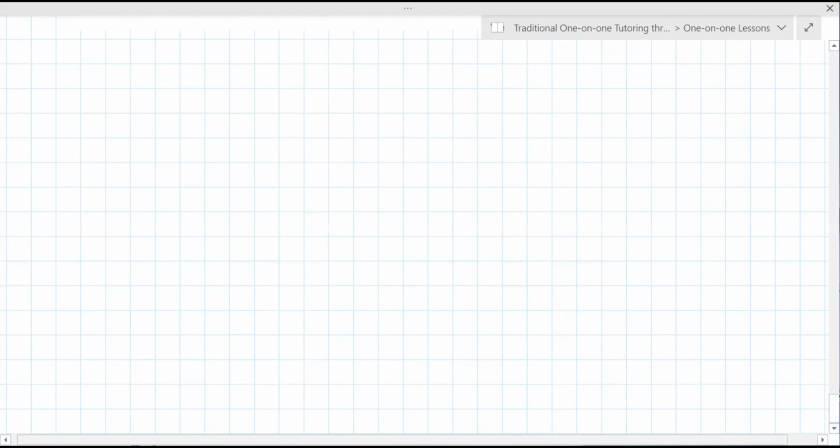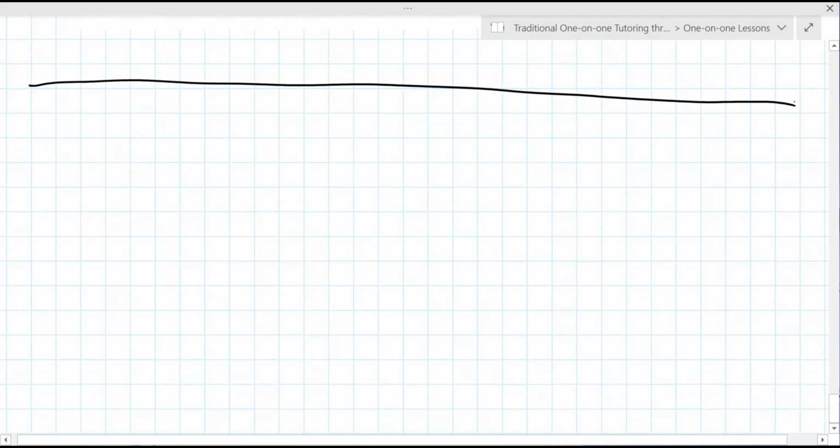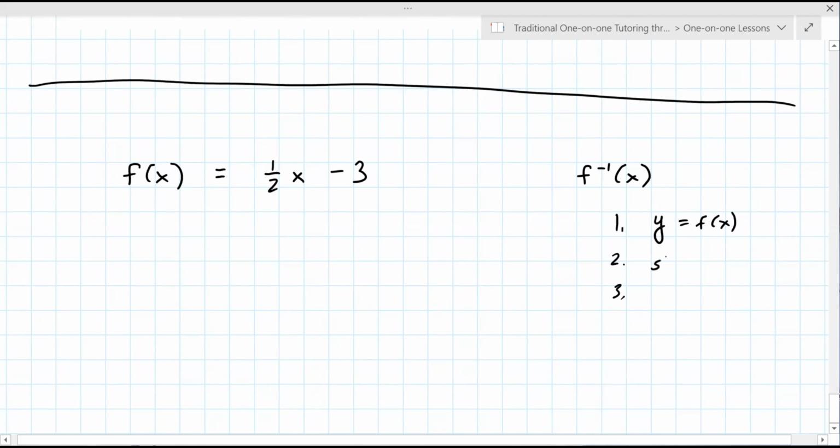Sure. Yeah. They're going to be a little bit different than what you're getting here. So let's just do a couple that I've already kind of mentioned here. Let's say f of x equals 1/2 x minus 3. I want you to find the inverse of x, and you do that by those 3 steps that we talked about. Okay. So you write y instead of f of x. You switch x and y, and then you solve for y.